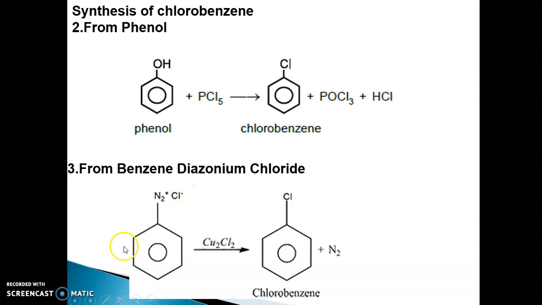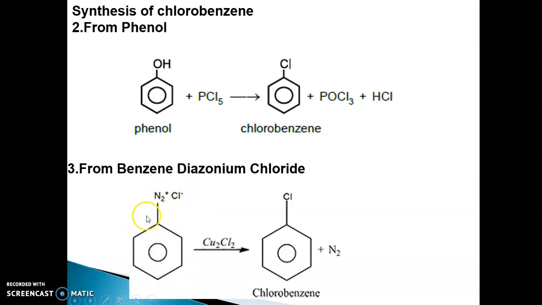Here in the structure, there is a benzene ring attached to an N2 group. N2, nitrogen, is known as the azo group, and 2 nitrogen atoms are there, so it is called a diazo compound. So this is benzene diazonium chloride.